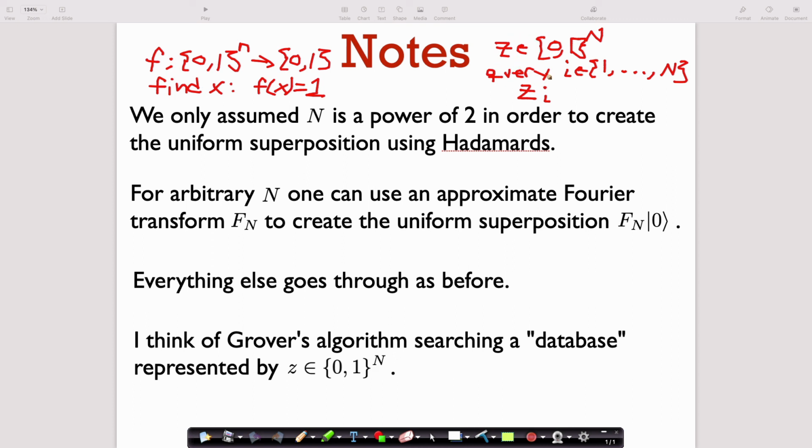Okay, so you see that in this case, capital N is not necessarily going to be a power of 2, but that's not a big problem. When capital N is not a power of 2, we can still use, say, an approximate Fourier transform to create the uniform superposition for the start of the algorithm. And then everything else goes through as before. So in the future, when we look at applications of Grover's algorithm, I'm usually going to apply it in this way.